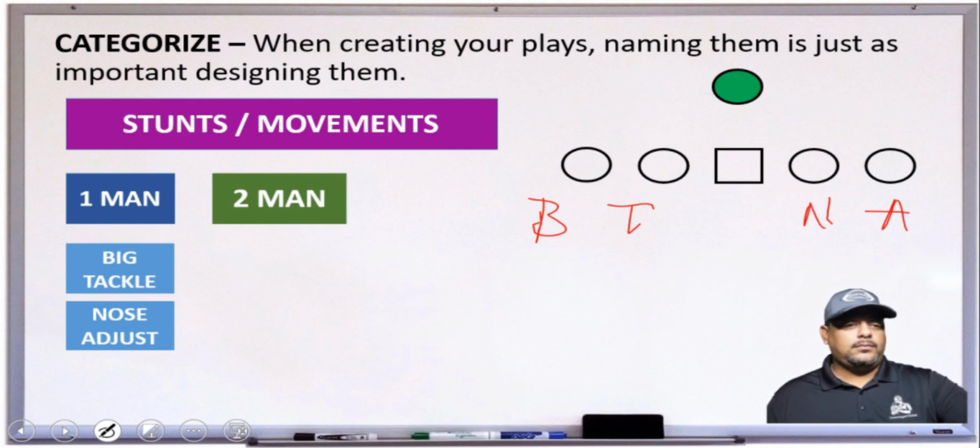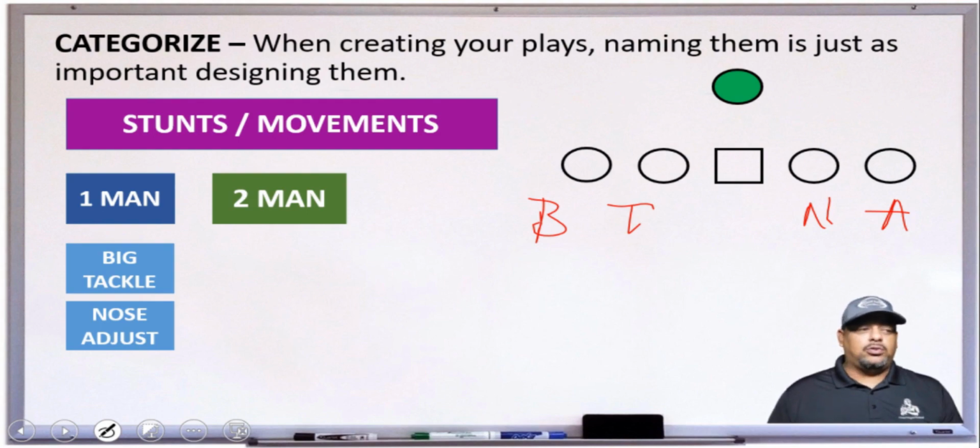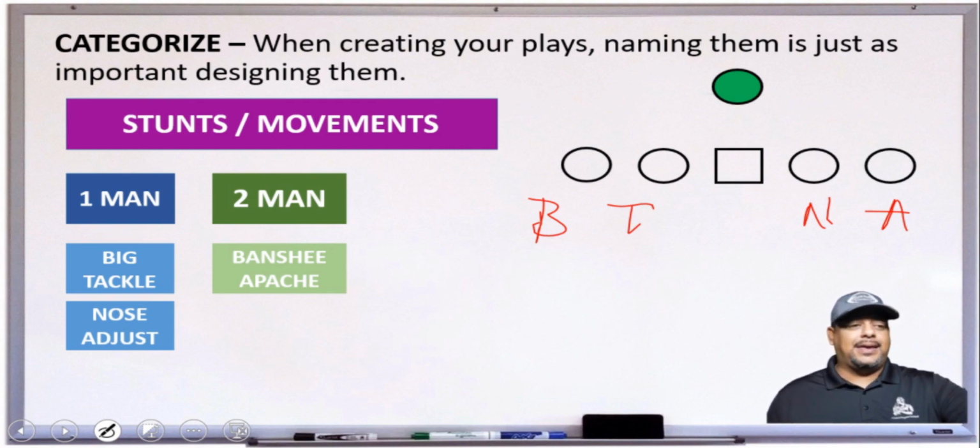All right. So in our 2-man stunts, notice we have big tackle, nose adjust. Well, what if I want just a big and tackle to do that same movement? I'm going to call Banshee. If I want the nose and adjuster to do that movement, I'm going to call Apache. Word association. Banshee, B. Big inside. So that way, that's a two-man movement.